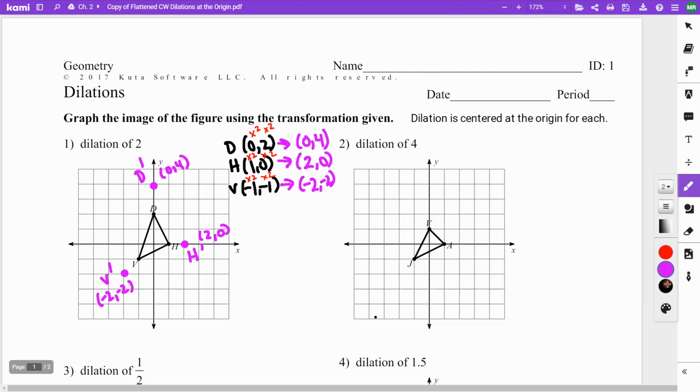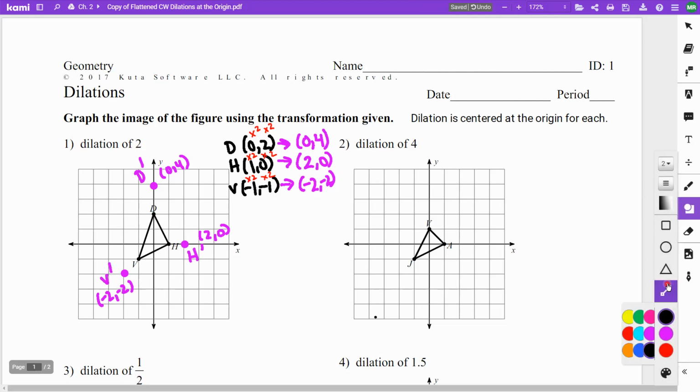So you can either count from the origin the distance that you are moving to each of those points and then times that distance by your dilation, or you can take all the coordinates and times each coordinate by the dilation.